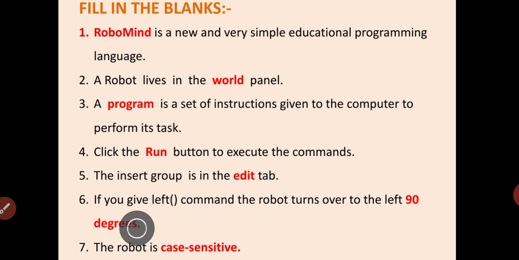Next one, if you give left command, the robot turns over to the left 90 degrees. Children, repeat. If you give left command, the robot turns over to the left 90 degrees.